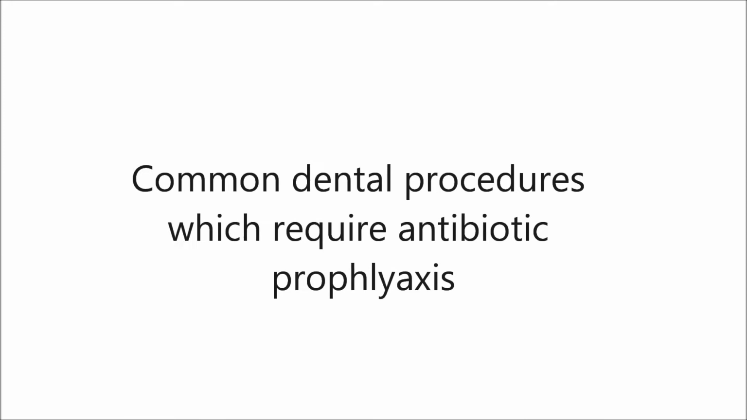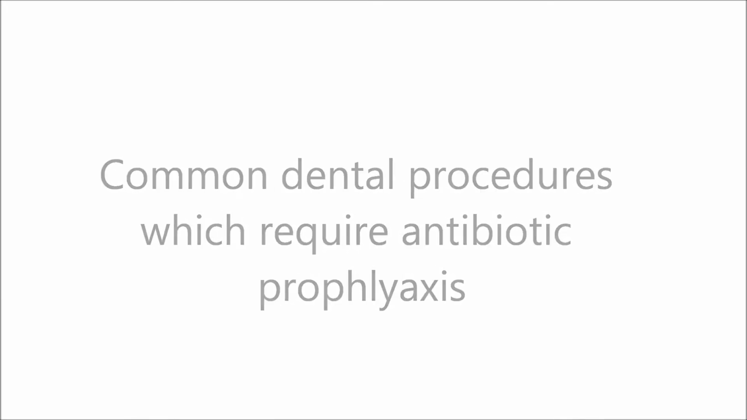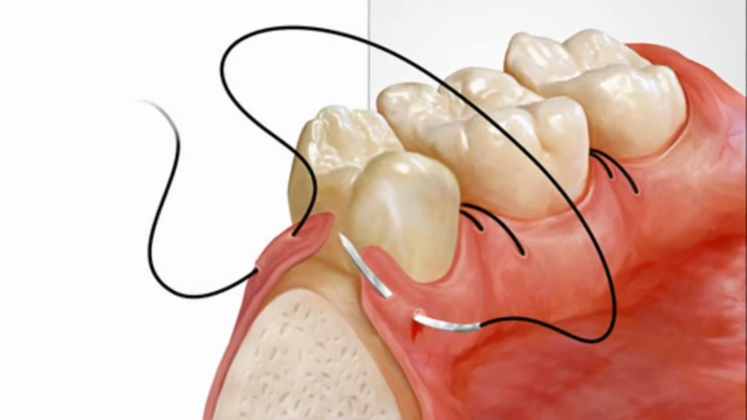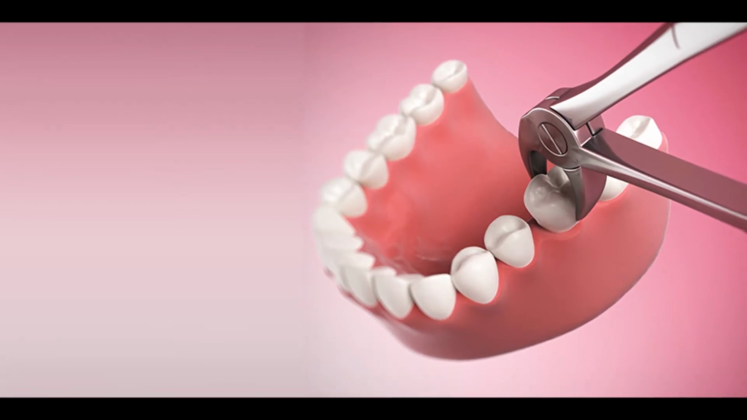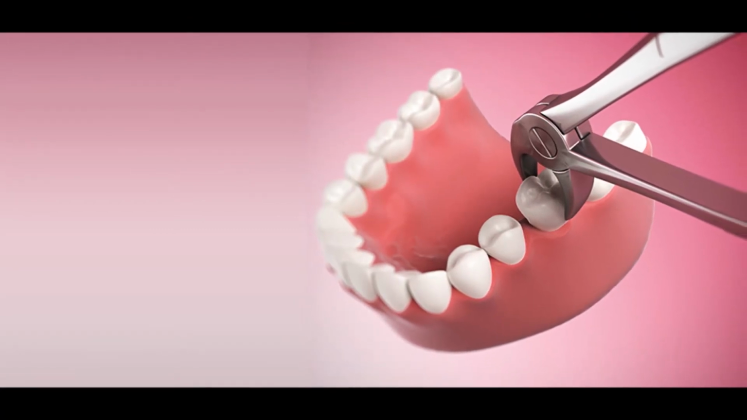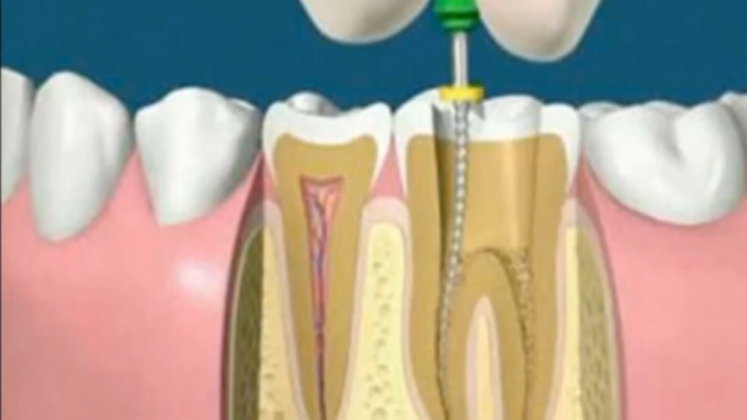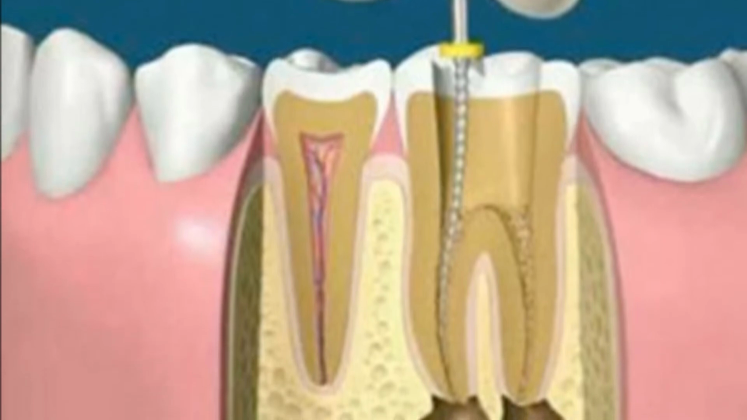Now, let me list out the dental procedures for which endocarditis prophylaxis is reasonable. Usually, all dental procedures that involve manipulation of gingival tissue or the periapical region of teeth, or perforation of oral mucosa, require endocarditis prophylaxis. They are your routine extractions, root canal treatments, periodontal surgeries, and so on.